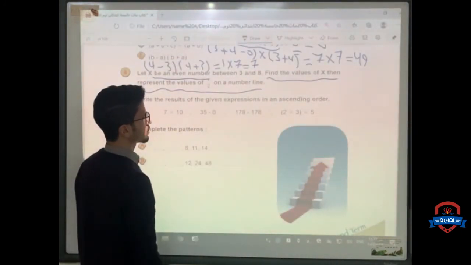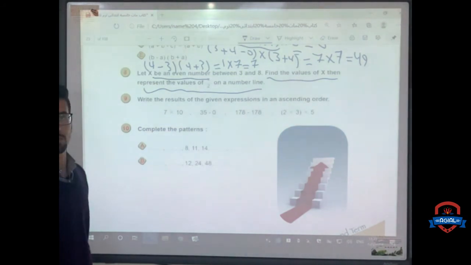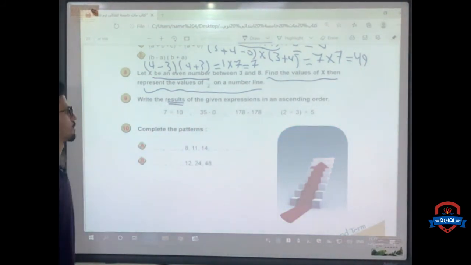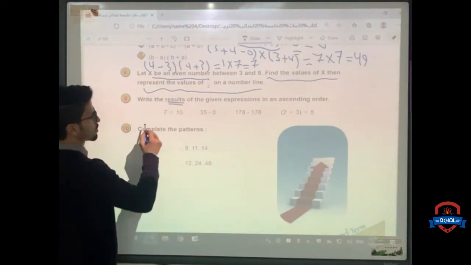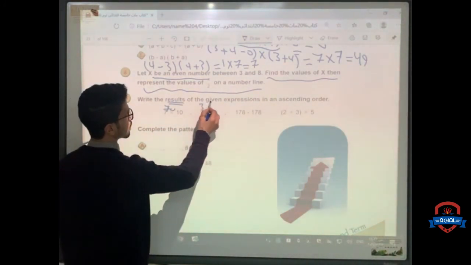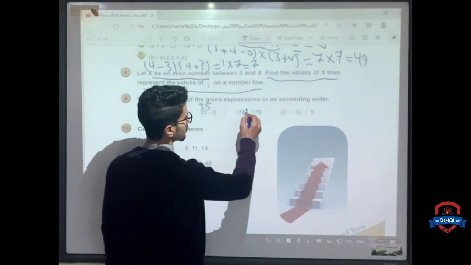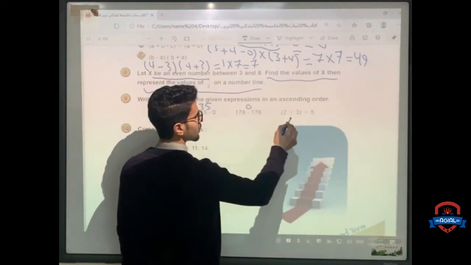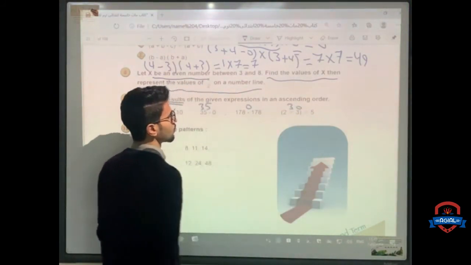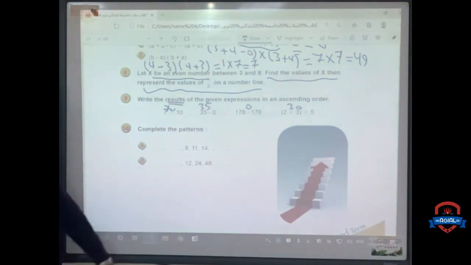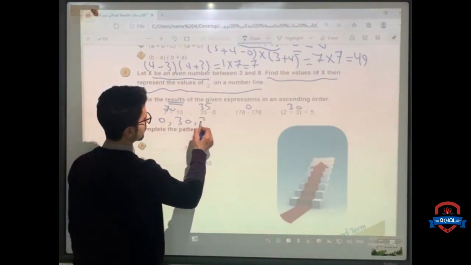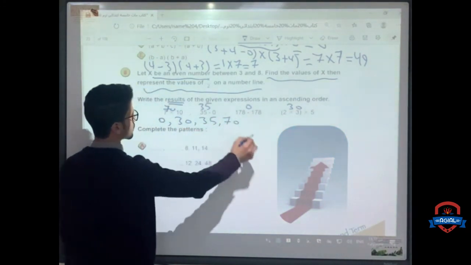Write the results of the given expressions in an ascending order. Ascending order means from the smallest to the greatest, and we need to write the results of the given expressions in an ascending order. In the first expression, we have 7 times 10 equals 70, so we have 70. Then we have 35 minus 0 equals 35, and 178 minus 178 equals 0, and 2 times 3 all times 5, so 2 times 3 equals 6, 6 times 5 equals 30. So these are the results. So we have 0, then 30, and 35, and 70. So this is the order.